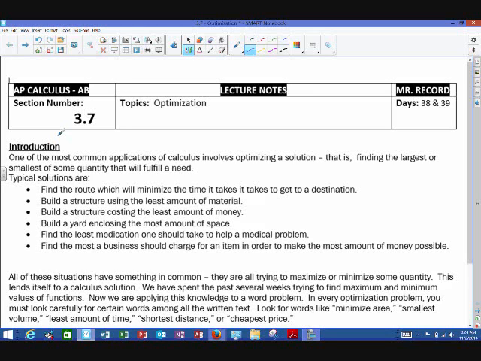Mr. Record here, getting ready to talk a little bit about this concept in our section 3.7, optimization.